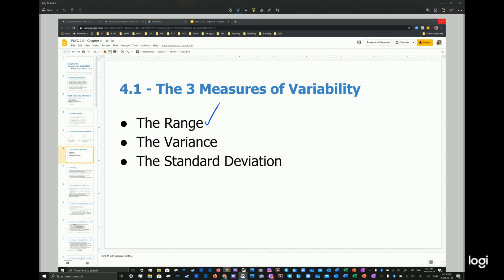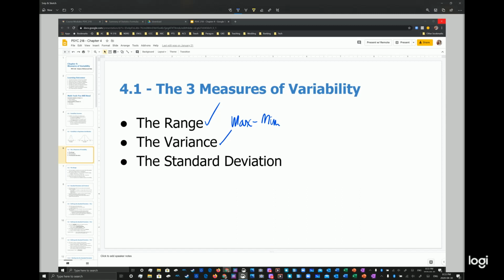The first is the range. Again, that's the maximum minus the minimum. And we talked about its advantages and disadvantages. Advantage, it's pretty easy to do. You just need to know two scores, maximum and minimum. But the disadvantage is, again, you only know the difference between those two scores and you don't really know anything else, especially if they don't tell you what the maximum and minimum are, but they should.